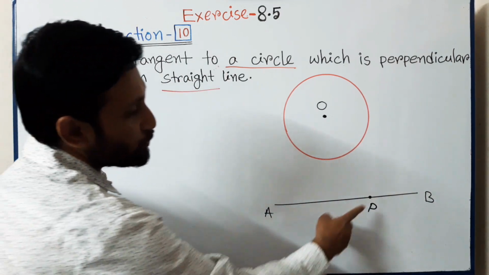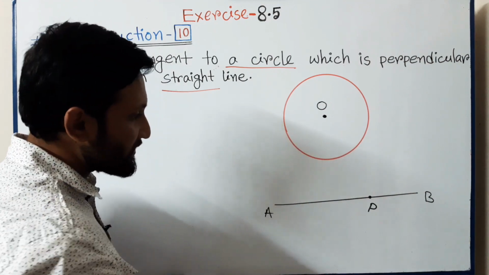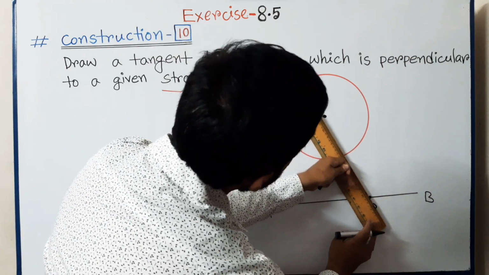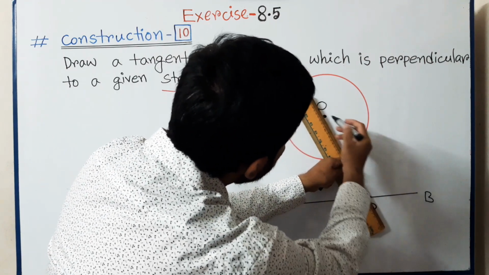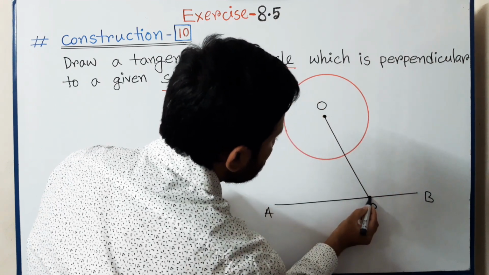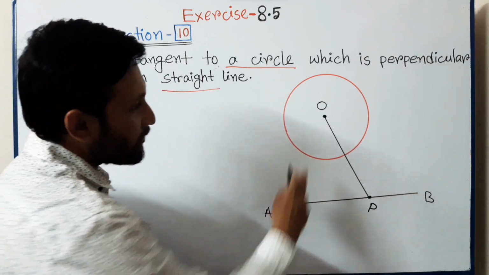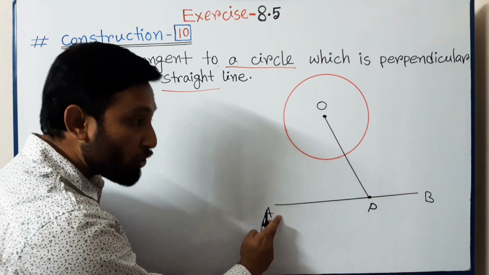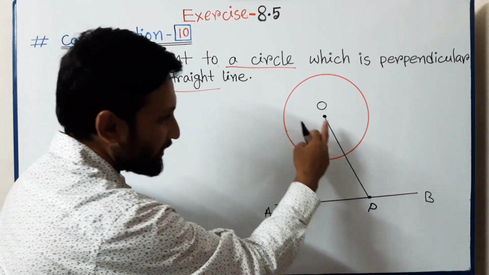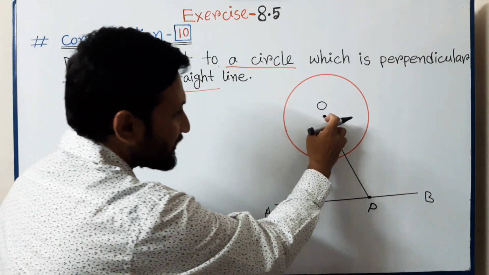Now join these two points, P and center O, by using a scale. At first join the center O and the point P. Now here you see the angle OPA. Draw an equal angle of OPA on the center O.